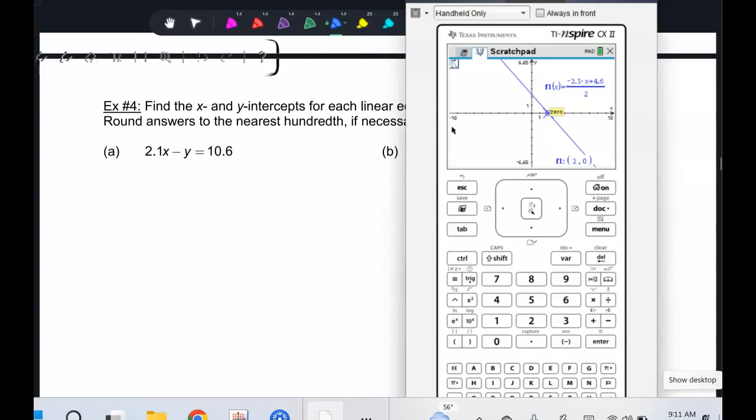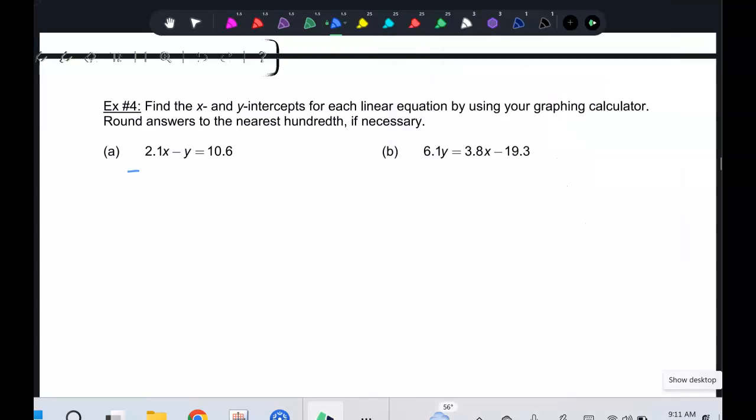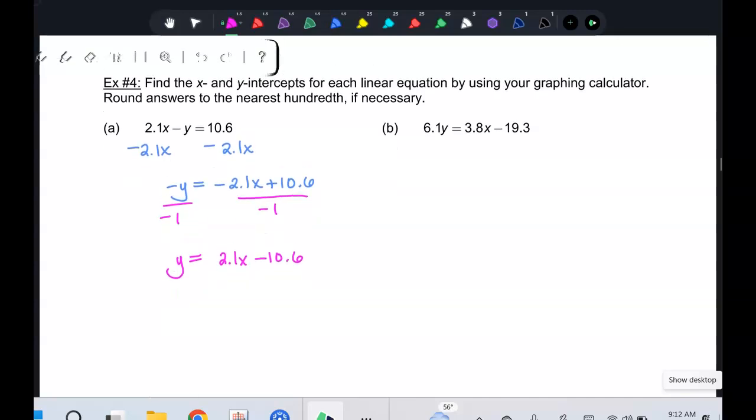All right, first, let's go to the next page. Let's try this. First thing we have to do is isolate y. So I'm going to subtract 2.1x. So I have negative y equals negative 2.1x plus 10.6. Now I'm going to divide everything by negative 1. How do you know to do it by -1? Because if there's a negative in front, that means that's a -1 coefficient. So Y just equals.